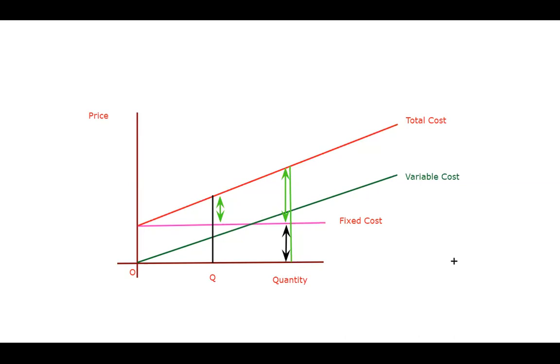Another thing I tell you guys, 100% guaranteed, from Q till this point, whatever the value is, it is exactly the same value as from this green line, because they are parallel lines to each other. That's why.